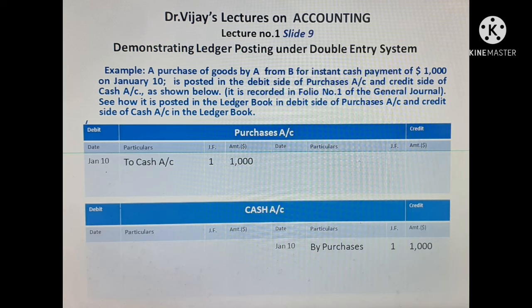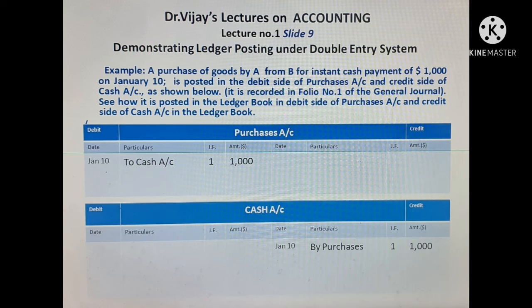This is our last slide in lecture 1, demonstrating ledger posting under the double entry system. How transactions are posted in the ledger book, that we are studying first. How that is to be recorded in the journal, we are going to study in the next stage, lecture 2. Here we are taking an example.